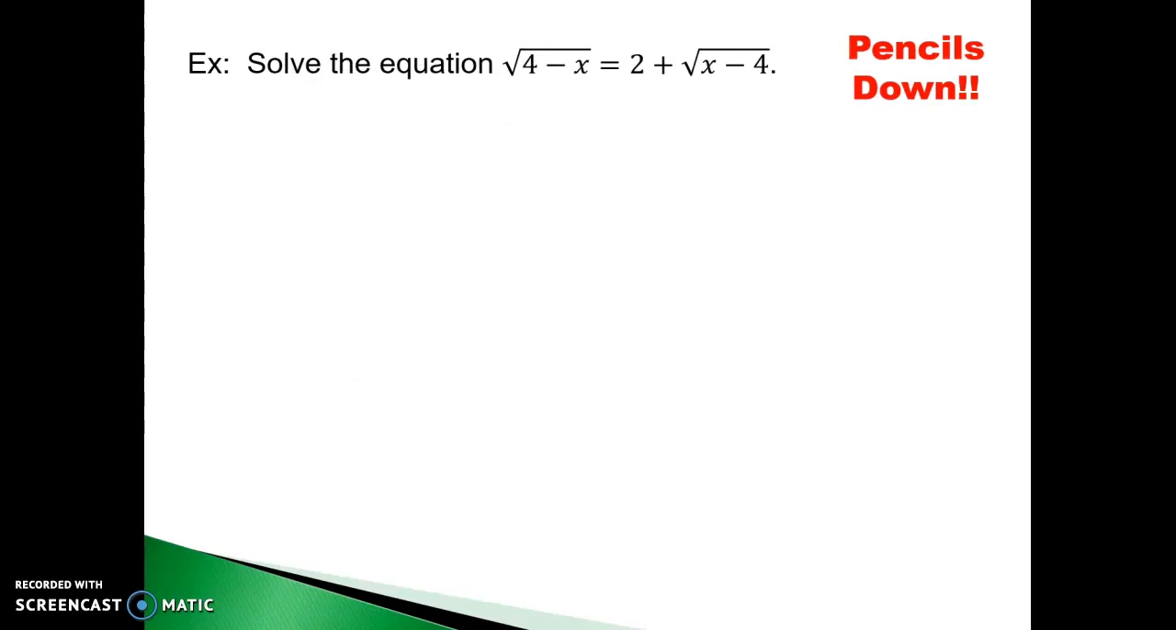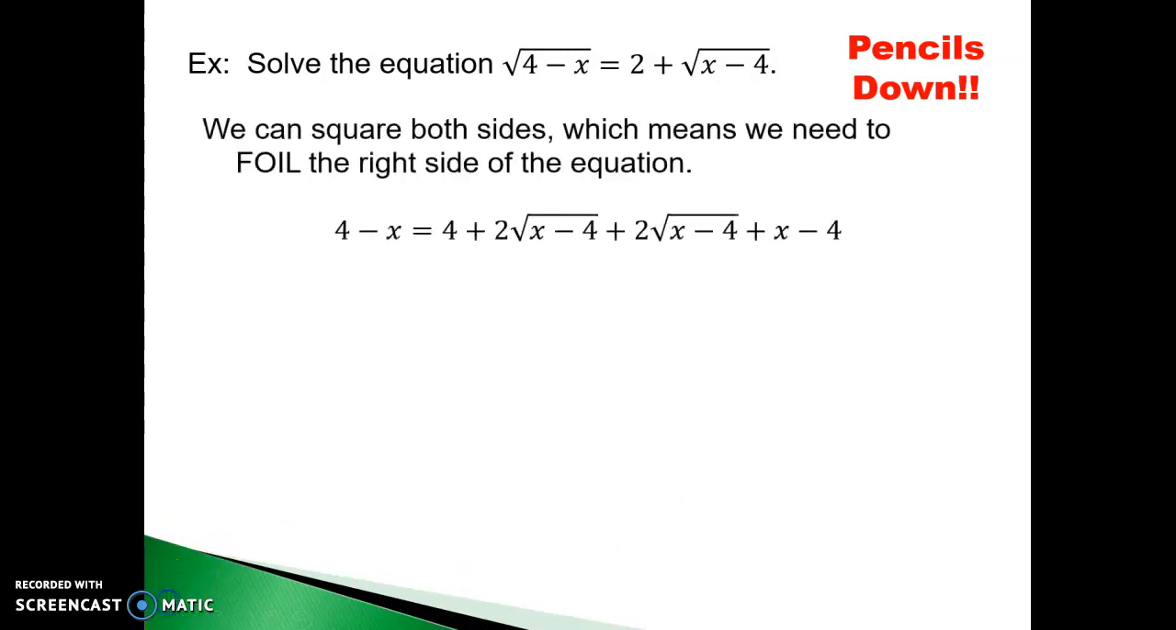We're going to go ahead and put pencils down because this one's a little bit more difficult. And it's a little bit more difficult because when we square both sides, notice we have addition over here. And that addition means that we need to actually FOIL. So we get 2 squared is 4. My outer would be 2 times the square root of x minus 4. My inner would be 2 times the square root of x minus 4. And then my last would be the square root of x minus 4 squared, which is just x minus 4.